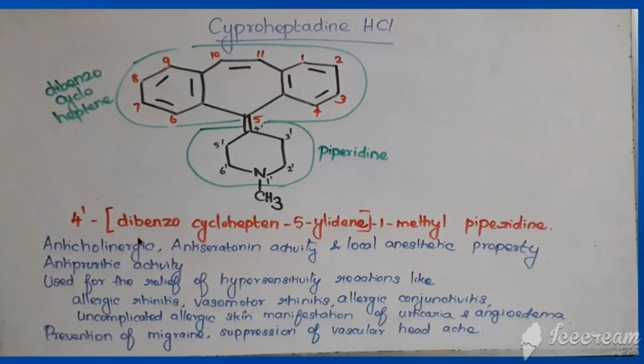It has anticholinergic activity, antiserotonergic activity, and a local anesthetic property. And it is also having antipruritic activity. It is used for the relief of hypersensitivity reactions like allergic rhinitis, vasomotor rhinitis, allergic conjunctivitis, uncomplicated allergic skin manifestations of urticaria, and angioedema. It is used in the prevention of migraine and suppression of vascular headache. That's all about cyproheptadine. Other drugs we'll see in next class.